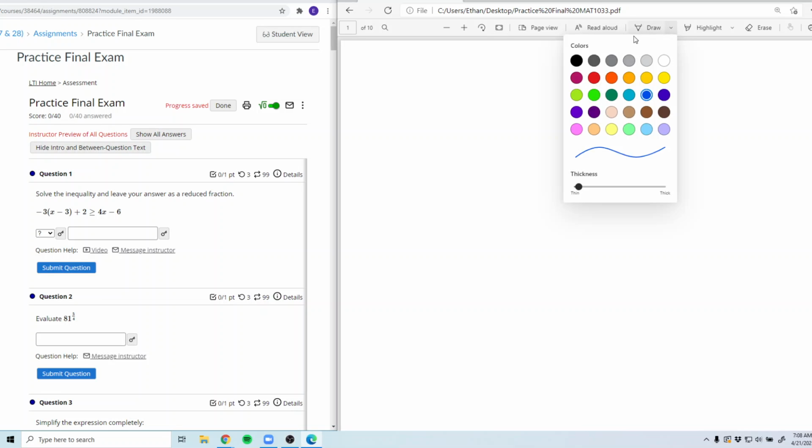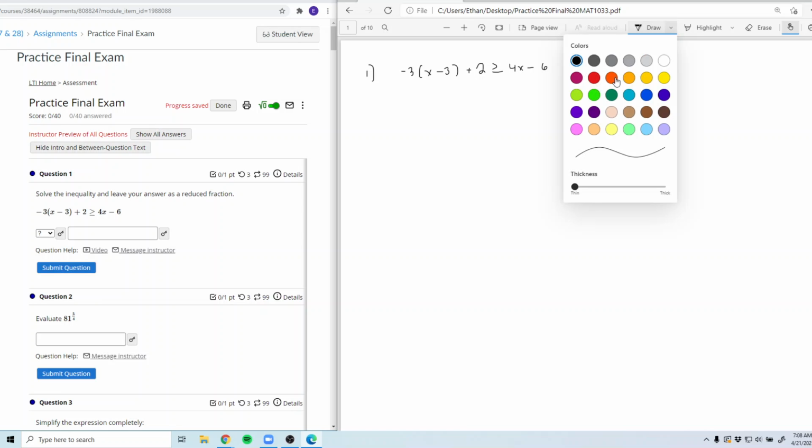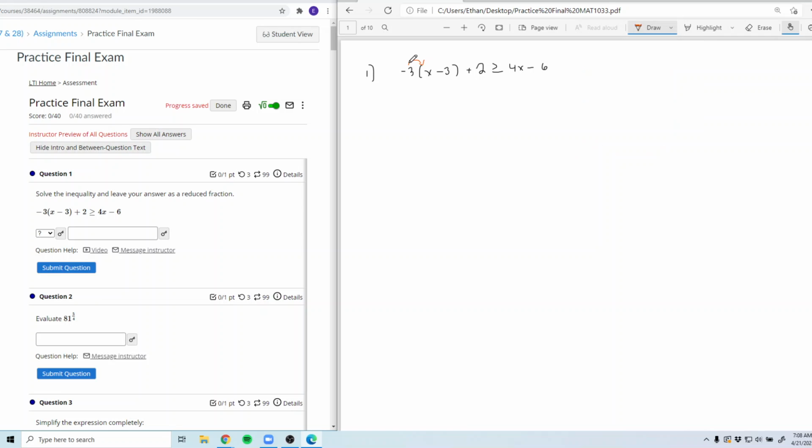Number 1 here. We want to solve -3 times x minus 3 plus 2 is greater than or equal to 4x minus 6. We want to distribute the -3 through. We know we have to get rid of any parentheses. Do that, we get -3x plus 9, and then we have our plus 2 is greater than or equal to 4x minus 6.